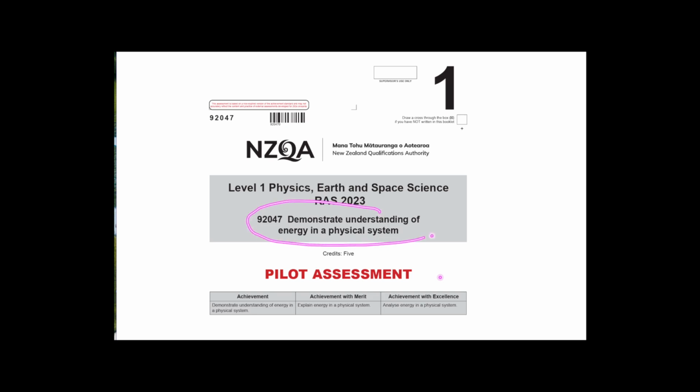This is one of the two standards, demonstrate understanding of energy in the physical system. And this is from 2023, and this is a pilot assessment. So they kind of did this and tested whether it worked and whether students could do it. It had a limited release, but it is actually a pretty good exam. It gives a pretty nice rundown of what physics of energy is. So without me yabbering on, let's get on to it.